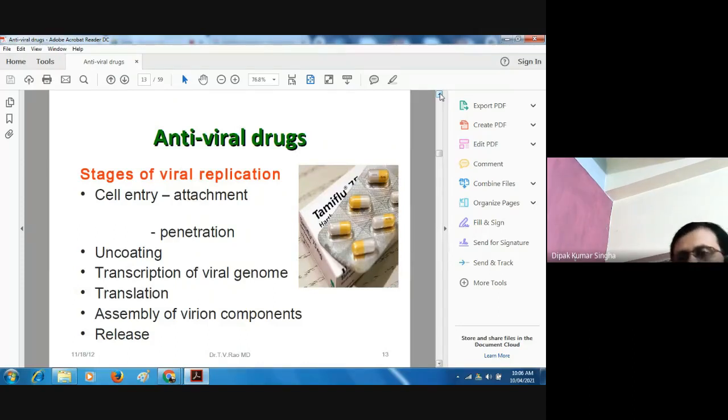Good morning, everybody. Today we will discuss the last portion of the antiviral drugs. What are the mechanisms and what are the stages of antiviral drugs action?